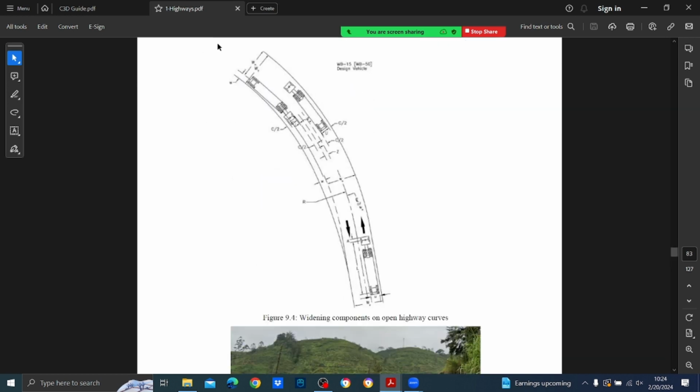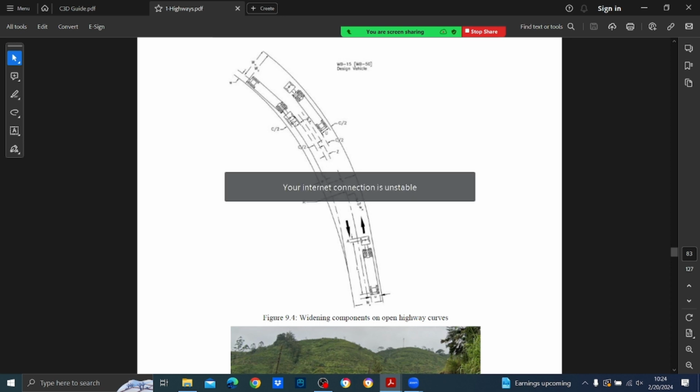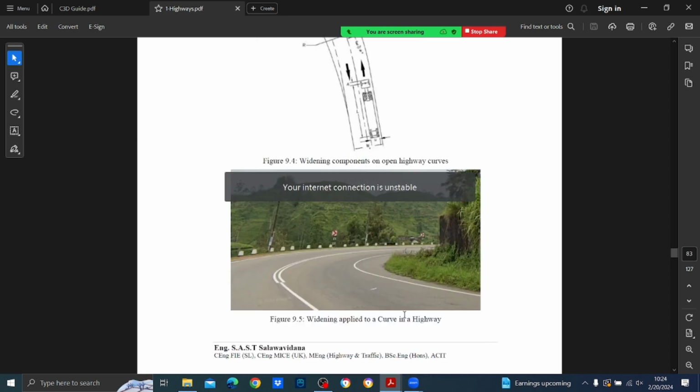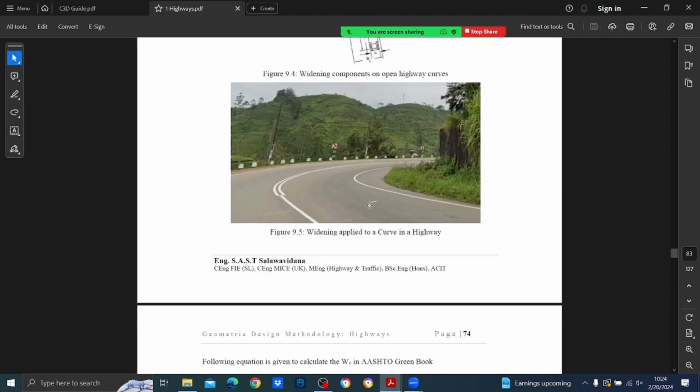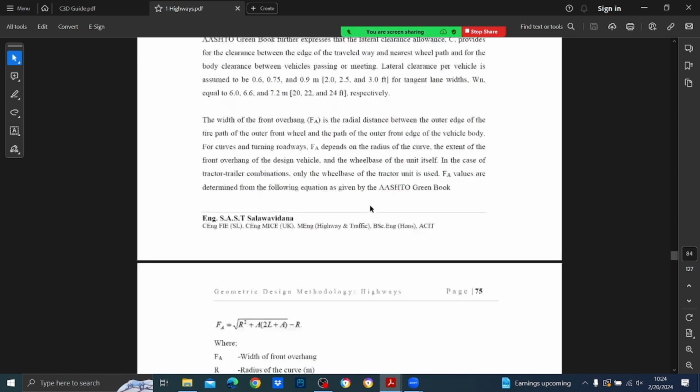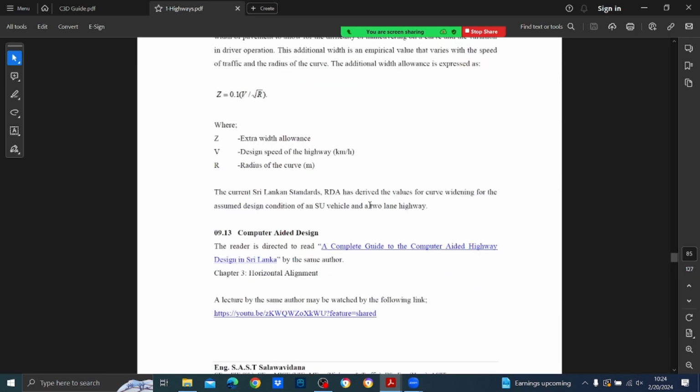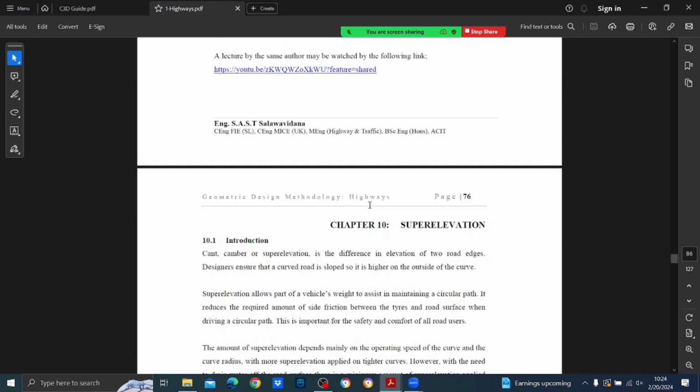And there is something called widening also. This widening is because if the curve radius is narrow, then vehicles try to encroach on the other lane. So this is a place where curve widening is provided. This is, I think, on Ginigathhena Hatton Road. Anyway, you need not worry, the tables are given.